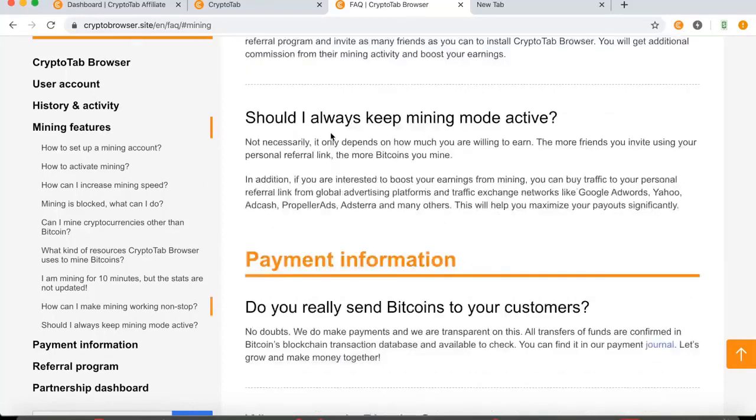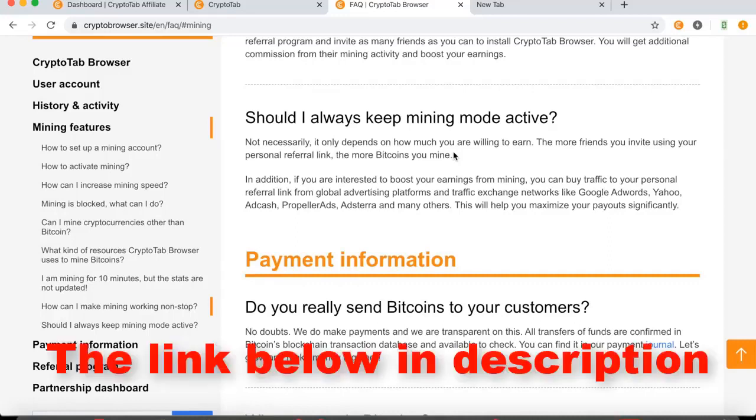And another major question is if you should always keep your mining mode active, and they say that it's not necessarily true. It just depends on how much you want to earn, and obviously the more friends you invite using your personal referral link, then you mine more Bitcoins, because as I showed you, there's like a lot of tiers in the referral system, so you can make a lot more by getting people that refer other people, and all of your mining will be pulled together as a sort of referrals earnings.